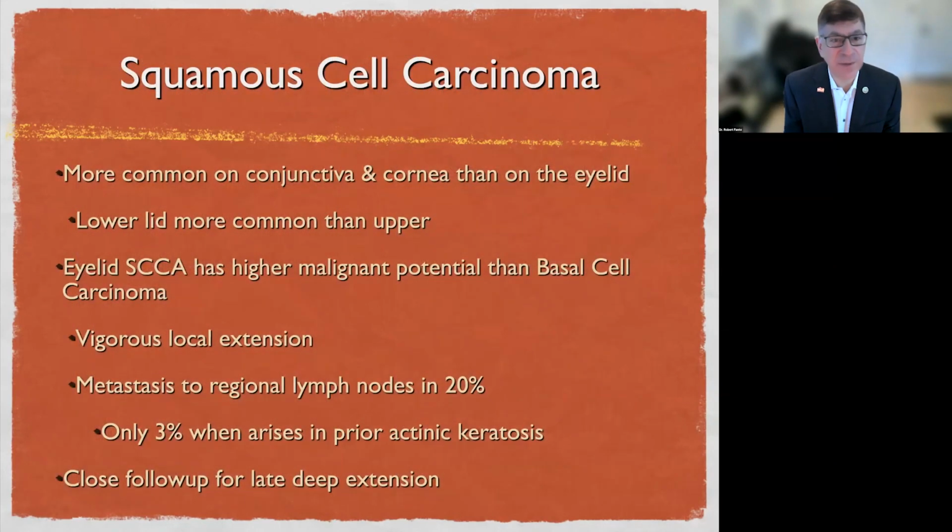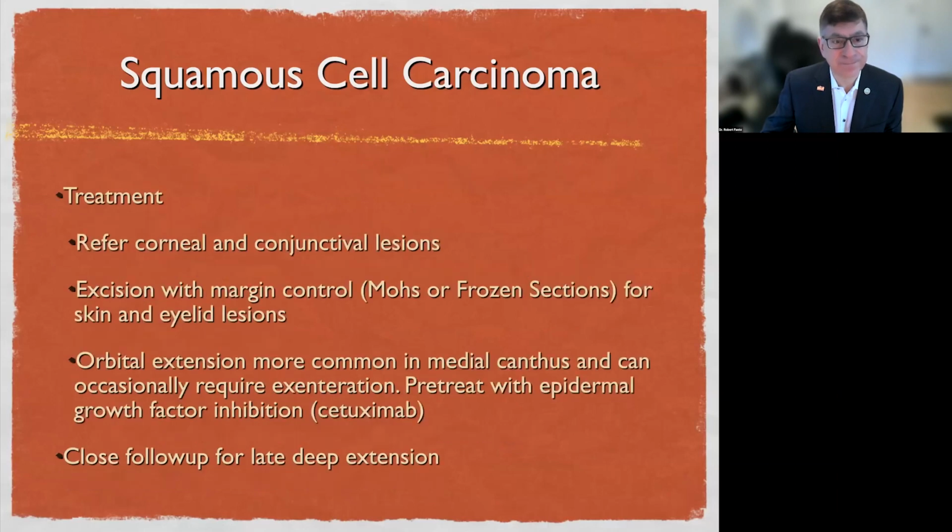Squamous cell carcinoma is more common on the conjunctiva and the cornea than on the eyelid. The lower lid is more common than the upper. Eyelid squamous cell carcinoma has a higher malignant potential than basal cell carcinoma. We do sometimes see vigorous local extension, occasionally even metastasis to regional lymph nodes. Fortunately, it's only 3% when it arises in a prior area of actinic keratosis. We have to follow these patients closely for late local deep extension.